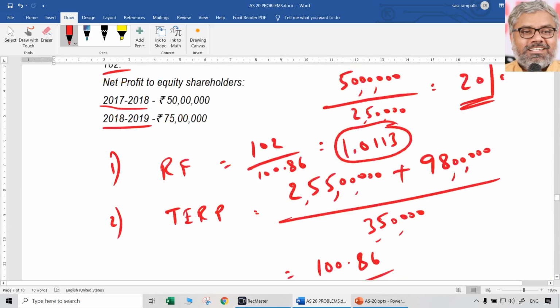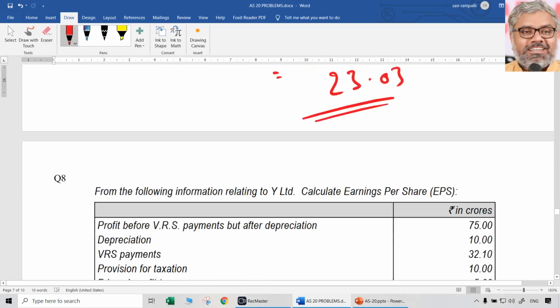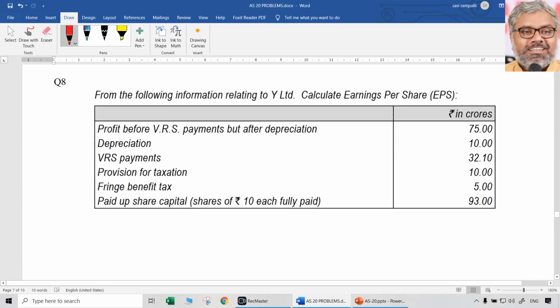Once again, I am telling you, these types of questions are the best possible questions, almost from AS20. Many number of times those types of questions have been given in the exam. Now moving on to question number 8. From the following information relating to Y Limited, calculate EPS.